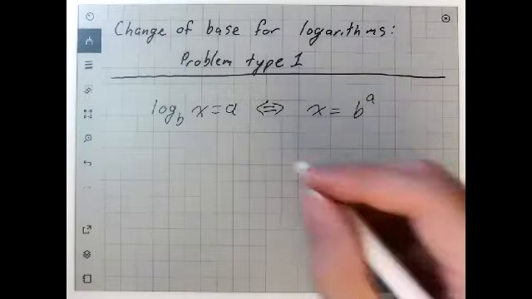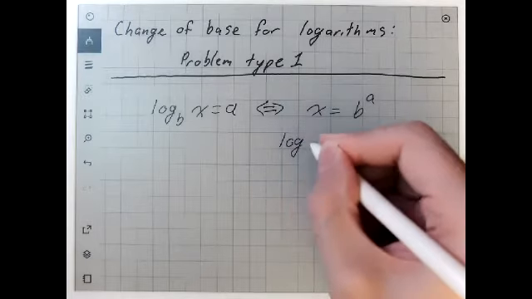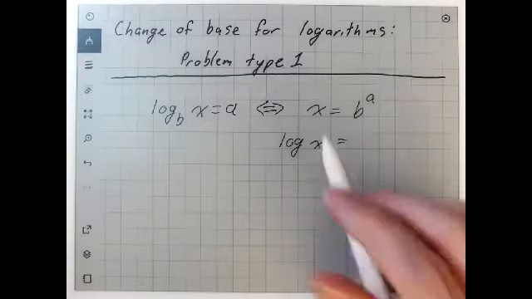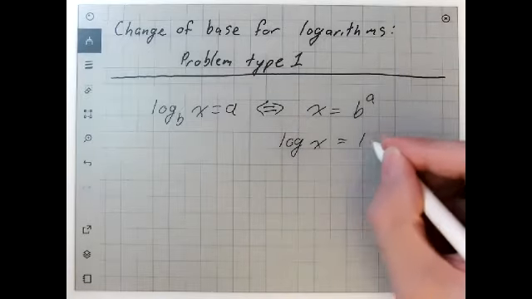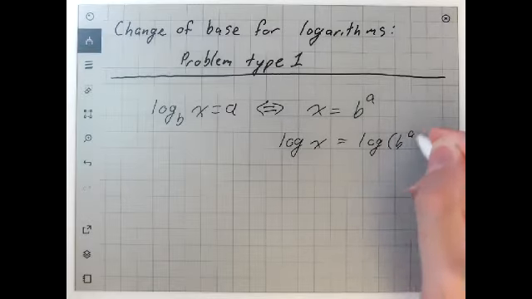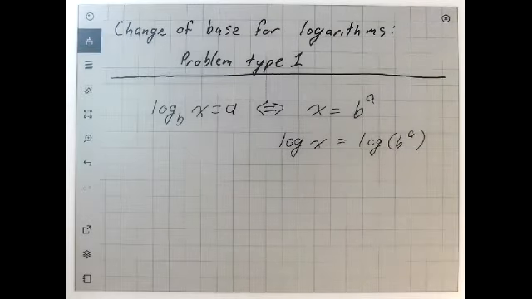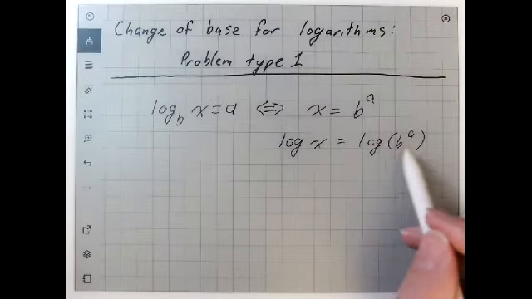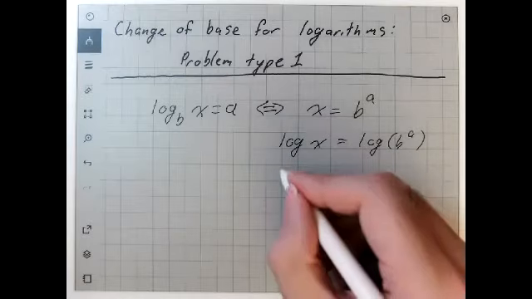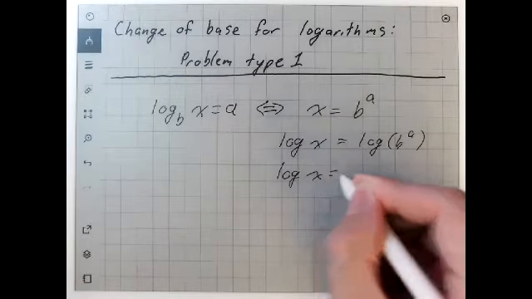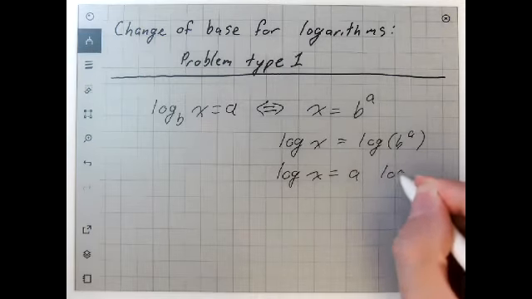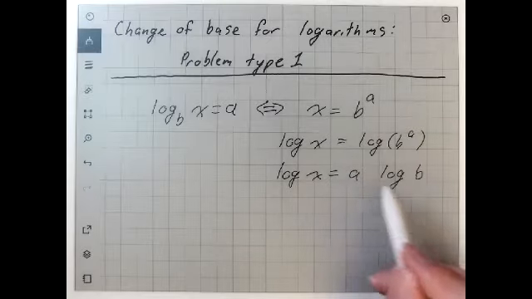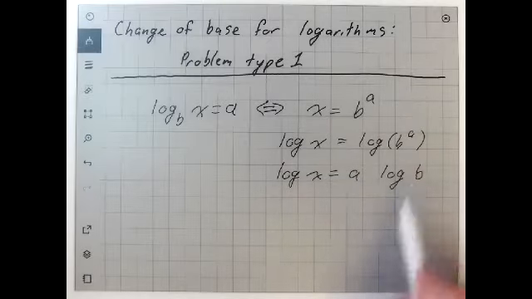Now, if I take the logarithm of x, by substitution, since x and b to the a are the same thing, then the log of x and the log of b to the a must also be the same thing. Now, using the properties of logarithms, log of b to the a is the same thing as a times the log of b. And finally, I can get a by itself by dividing both sides of the equation by log of b.